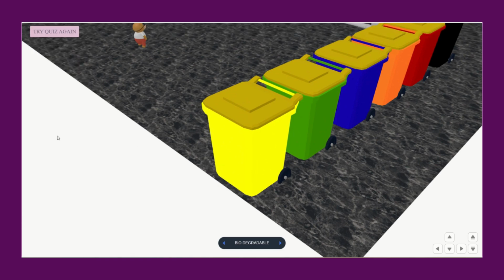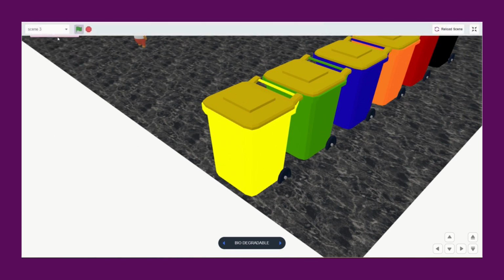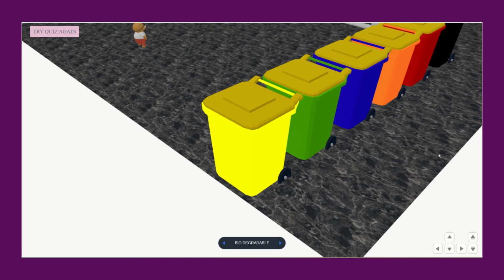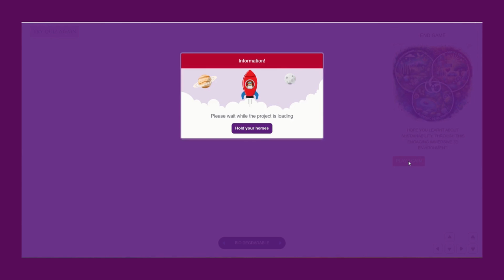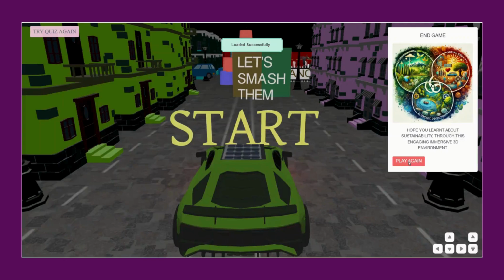So that's it. Now here you can find a button to take the quiz again. That is also possible. Or, with this game, I hope you learned about sustainability and engaged with the environment. If you want to play again, you can click on this. If I click on play again, it will take me back to scene 1. I just wanted to show that it takes you to scene 1, and then I will stop here. Okay, it has come again to this car smashing game. So with this I conclude my capstone project. Thank you.